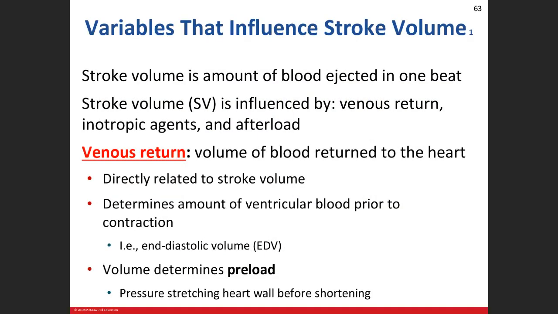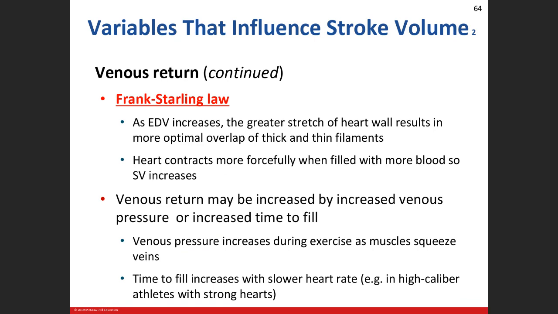Okay. So again, a couple terms just to keep in mind. Preload is what we'll call that venous return volume in the atria. That preload will then move into the ventricles when the atria contract, and that helps to determine our end diastolic volume. This next principle or topic that I'm going to talk about is very important, this Starling Law. This is still with venous return.